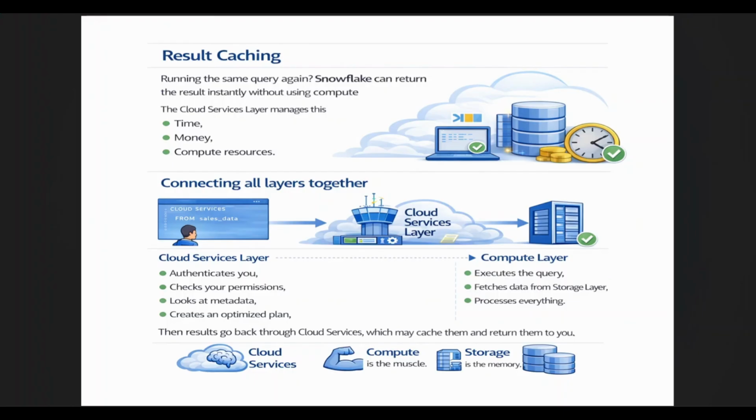Now let's connect all the layers together. Here's what happens when you run a query. When you submit a SQL query, first it goes to the cloud services layer, where the cloud services layer authenticates you, checks your permissions, looks at metadata, creates an optimized plan. Then it sends this plan to the compute layer. The compute layer executes the query, fetches data from storage layer, and processes everything. Then results go back through the cloud services, which may cache them and return them to you. So cloud services is the brain, compute is the muscle, and storage is the memory.